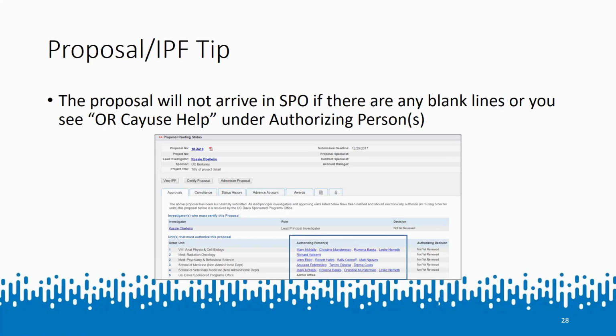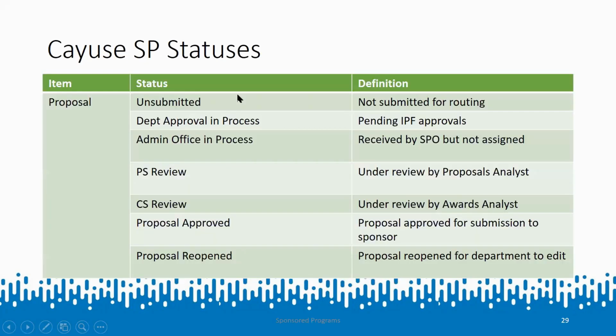Okay, so statuses. Let's talk about these a little bit. I've lumped these by the type of record they are. So you have proposal statuses. Unsubmitted means it has not been submitted for routing. You can think of that as a draft. It has not gone anywhere. You can still edit it.